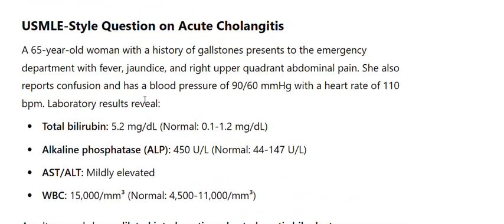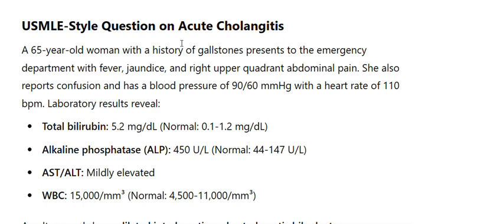USMLE style question on acute cholangitis. A 65-year-old woman with a history of gallstones presents to the emergency department with fever, jaundice, and right upper quadrant abdominal pain. She also reports confusion and has a blood pressure of 90/60 mmHg with a heart rate of 110 BPM.